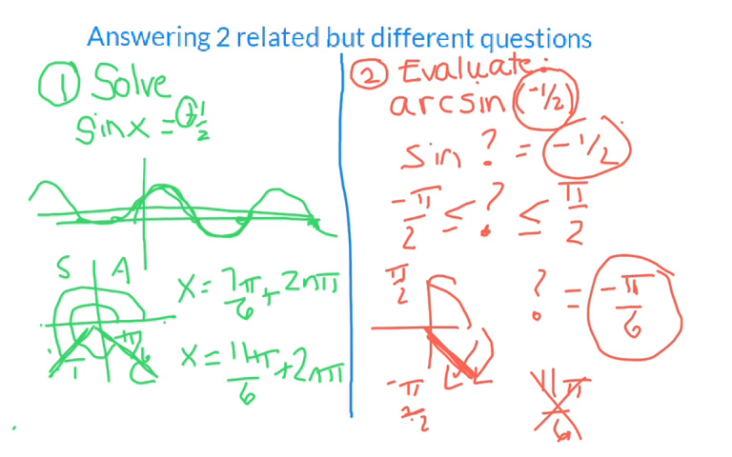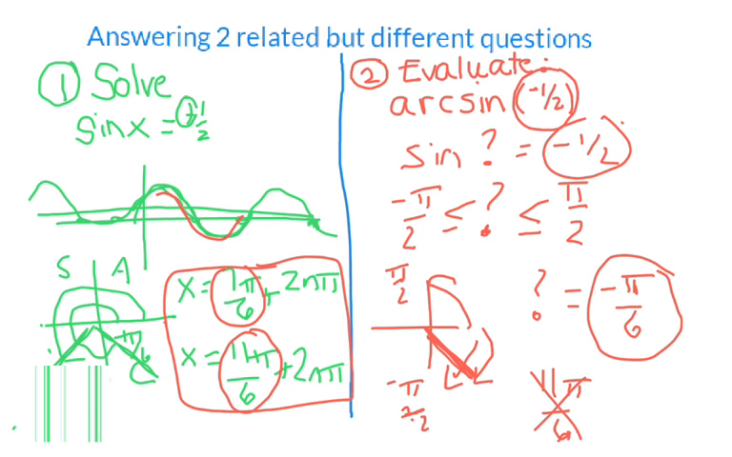Whereas over here in this green problem, number 1, you wouldn't necessarily have to define them this way. It is pretty standard to define them as between 0 and 2 pi, and use these. But instead of saying 11 pi over 6, you could say negative pi over 6 plus 2n pi, and that would be an okay answer as well. But it is pretty standard to have these between 0 and 2 pi in the first period of the function. So I hope that helps you see the difference between solving an equation and evaluating an arc trig function.